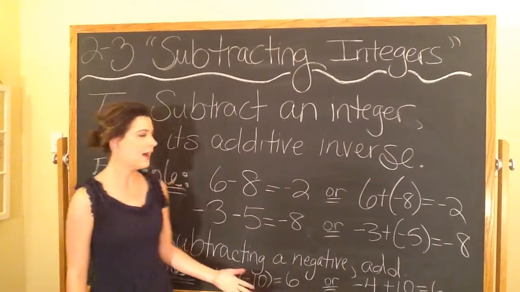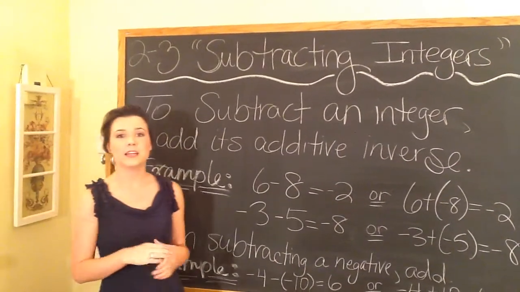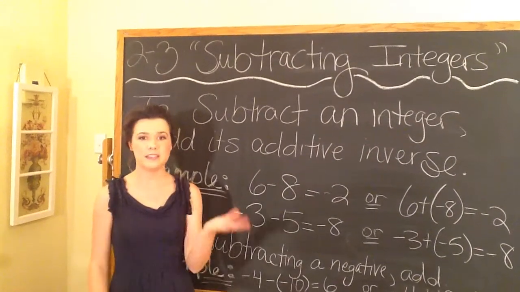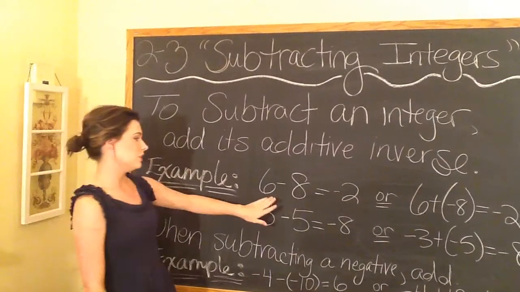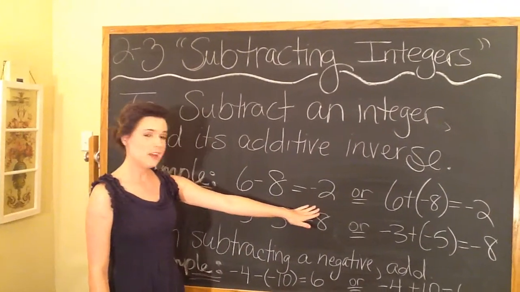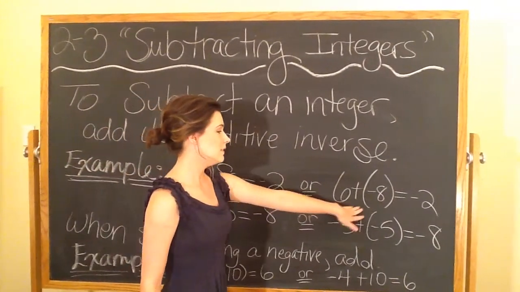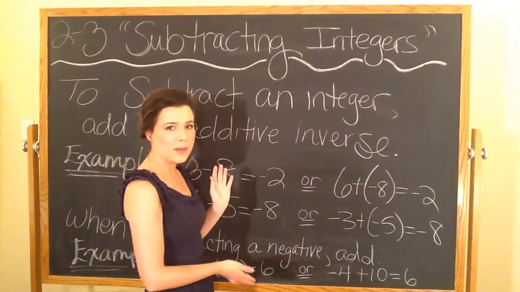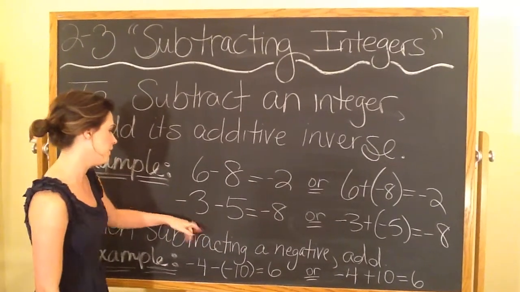So what do I mean by that? If you remember, additive inverses are like 1 and -1, 8 and -8, things like that. So if you're subtracting an integer like 6 minus 8 equals -2, if you prefer to add, you can think of it as 6 plus -8 equals -2. No matter which way you do it, you're going to get the same answer, but sometimes it might come in handy, like in this situation down here.